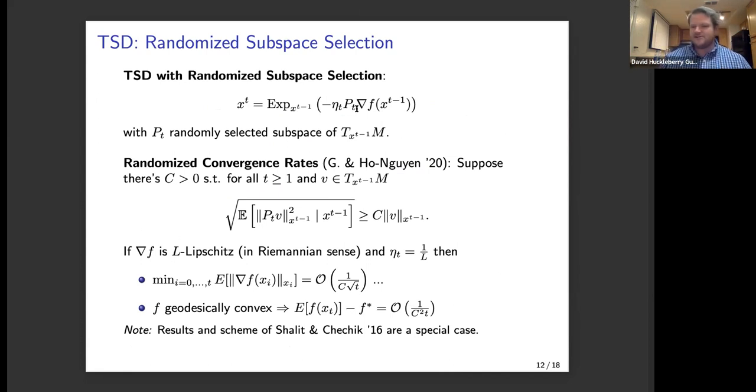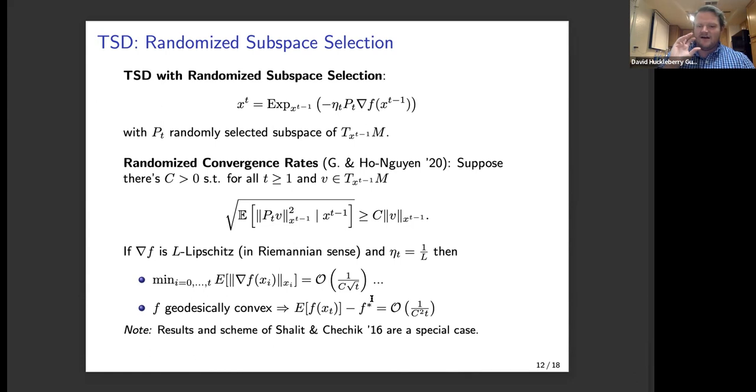So here, at every iteration, I'm going to project onto a random subspace of the tangent space. Now, provided my subspace selection rule follows this sort of bound, basically, if I think about this randomized norm that's induced by randomly picking subspaces, if it never too horribly degrades relative to the ambient Riemannian norm I have, then I get very standard convergence rates for this algorithm, provided the objective function is smooth in the standard sense of having an L Lipschitz gradient. So if I have what we call a C norm inducing randomized rule, then I get 1 over root T to find a stationary point. And if F is geodesically convex, I get a 1 over T rate in the expected optimality gap.